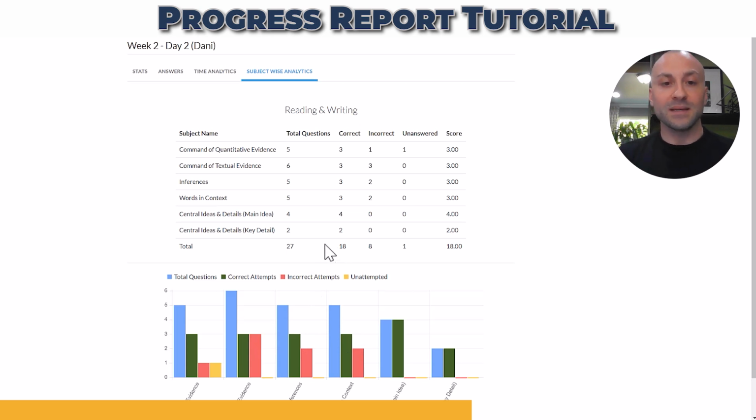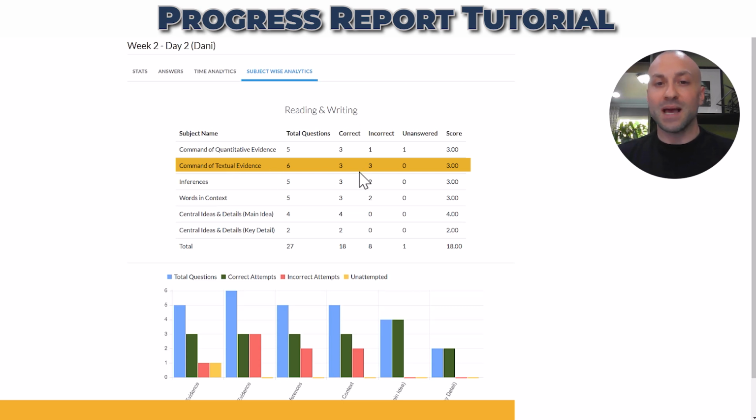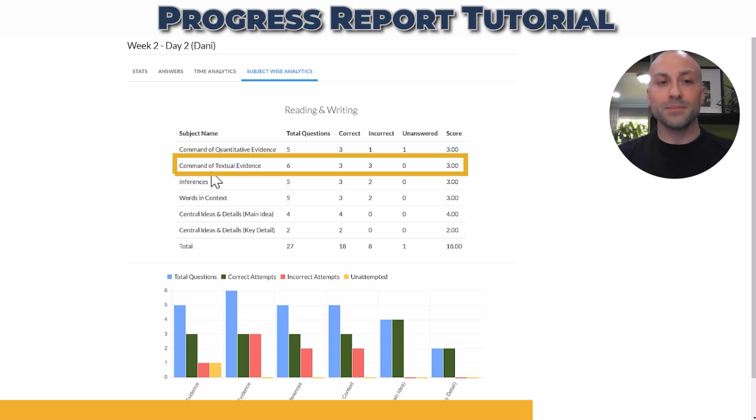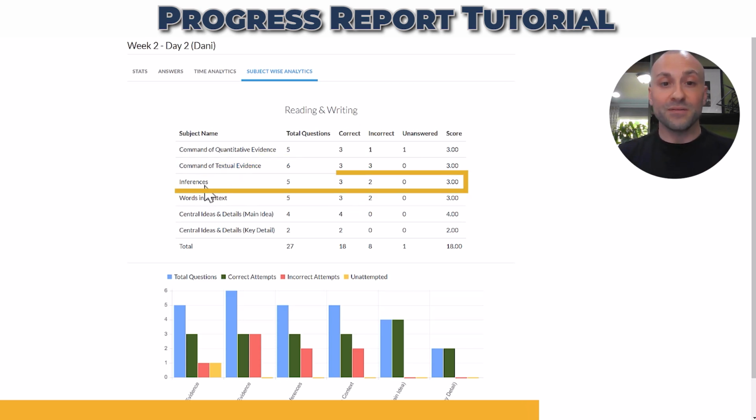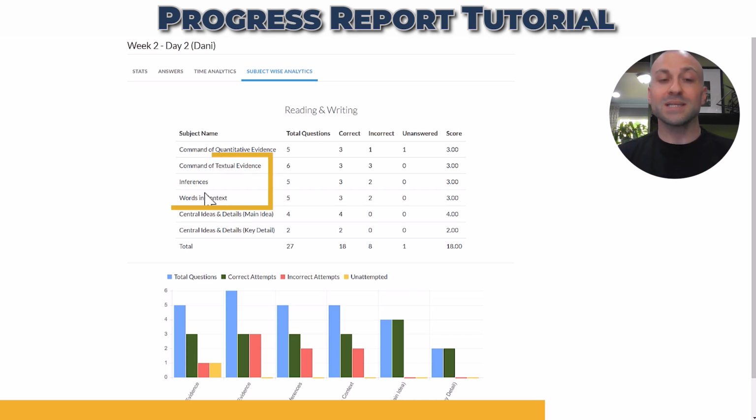And what I would recommend is when you look at the different themes, you want to pay attention to any themes that you either got just as many incorrect as correct or more incorrect than correct. In this student's example, they didn't have a particular theme where they had more incorrect than correct, but notice command of textual evidence, it was a tie. And we definitely want to be getting more correct than incorrect on every single theme. So for this student, I'd be recommending, okay, they need to analyze command of textual evidence a little bit more, and maybe even inferences and words in context. I would say those are the top 3 that they really struggled with on that particular day. So command of textual evidence, inferences, words in context.